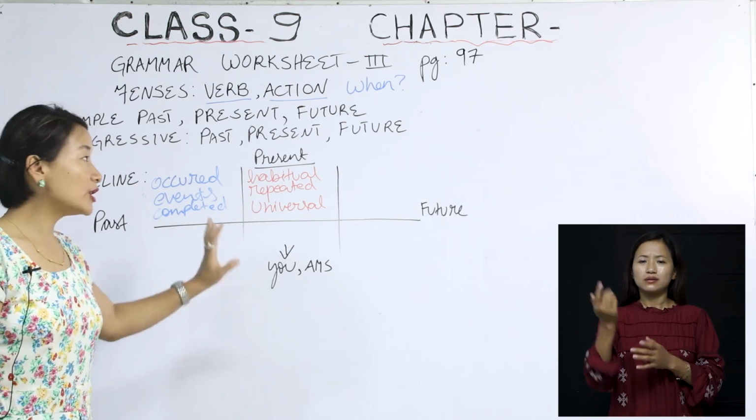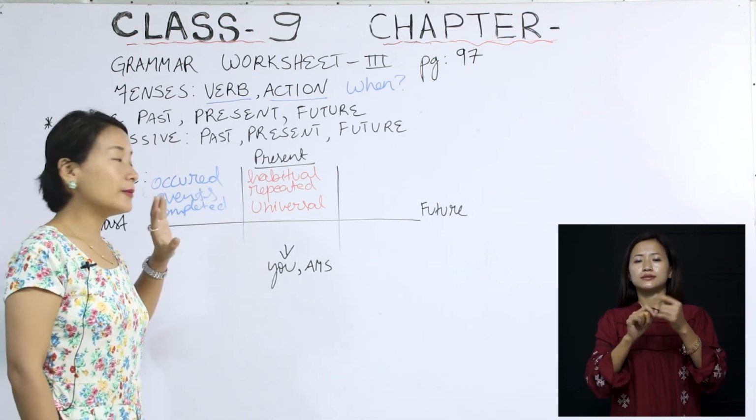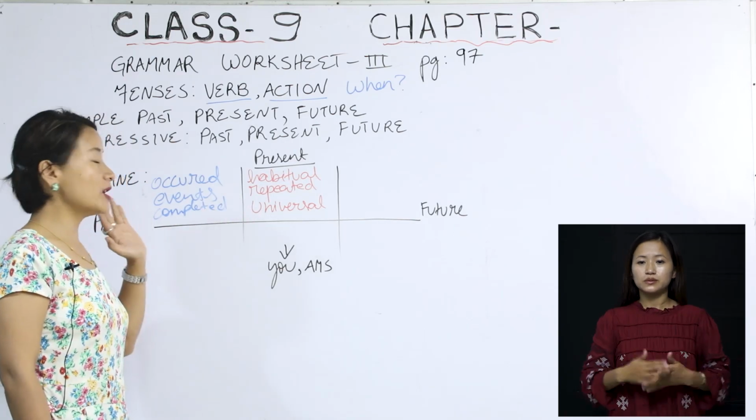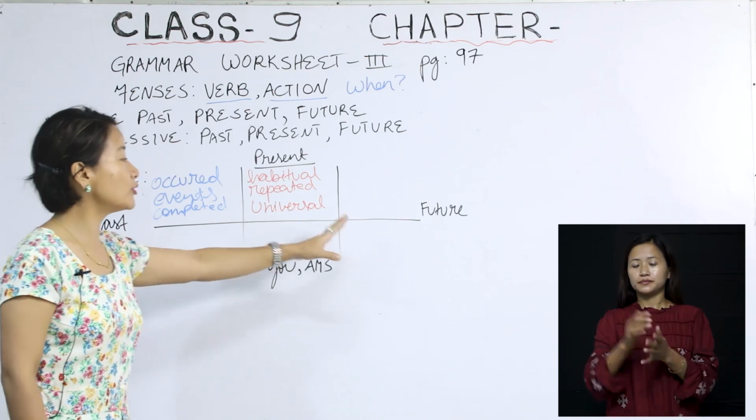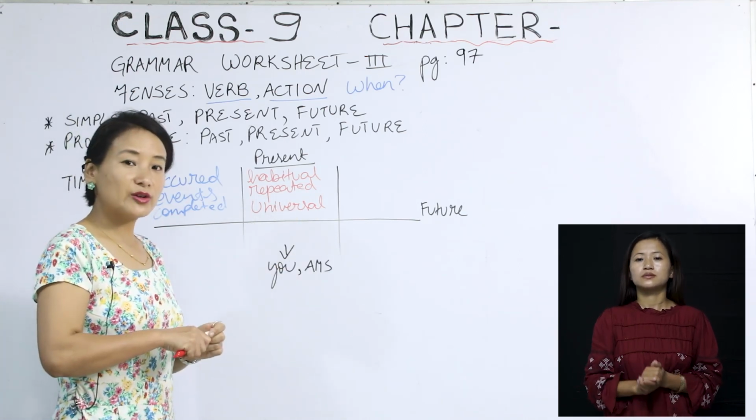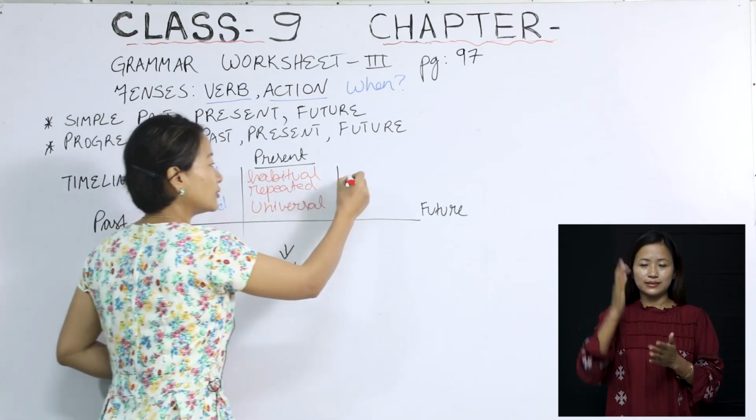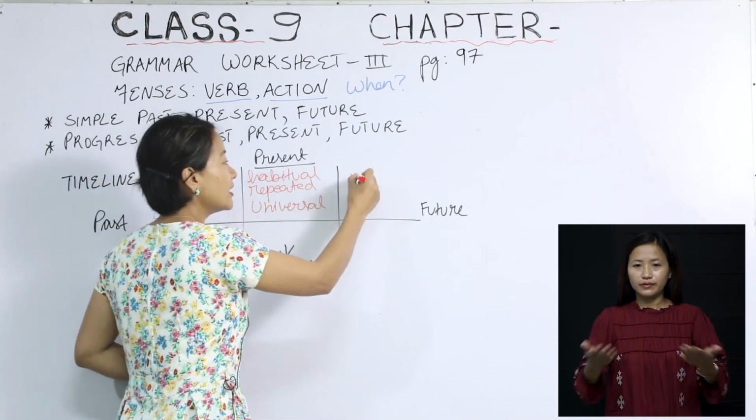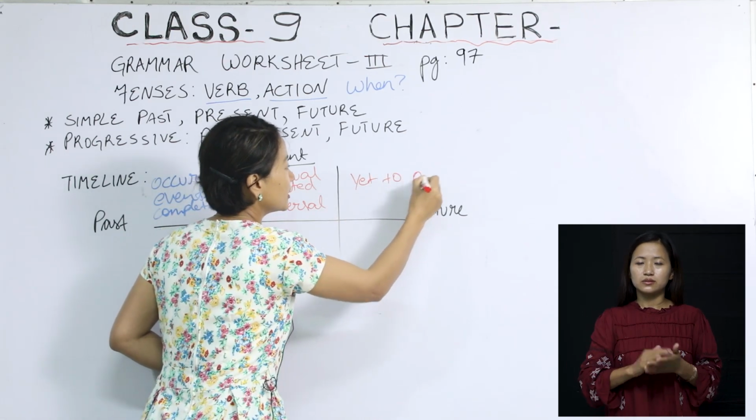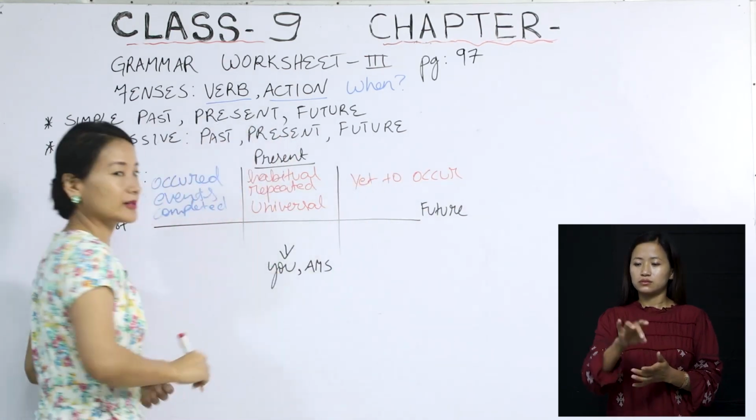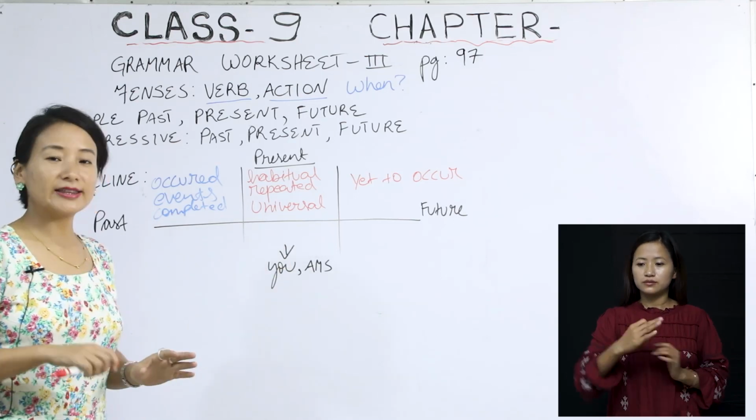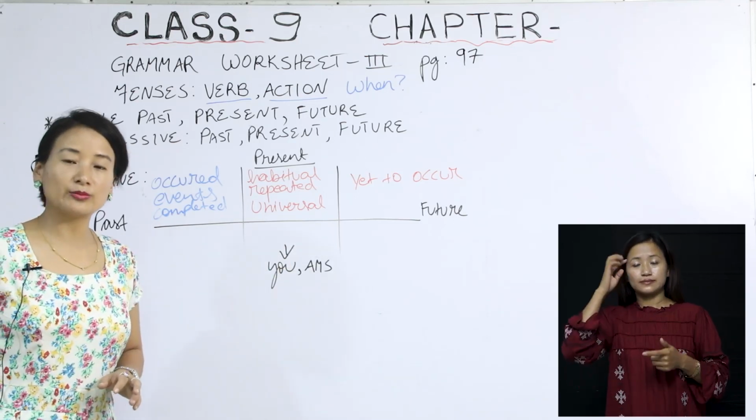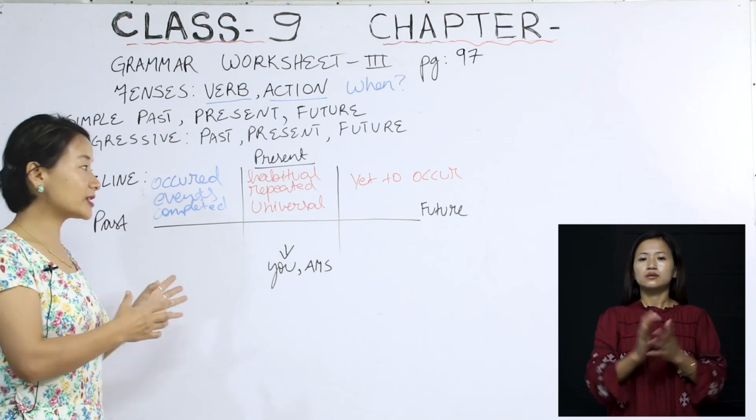In other words, we use the present tense when we are referring to recurring events or habitual things or universal things. So that falls under our timeline of present. And in the future, we use the future tense to refer to things or events that are yet to occur, or yet to take place, or yet to be completed. So that's what we have under future tense. This timeline is going to be very useful, and we will be referring to it a lot in the classes on tenses.